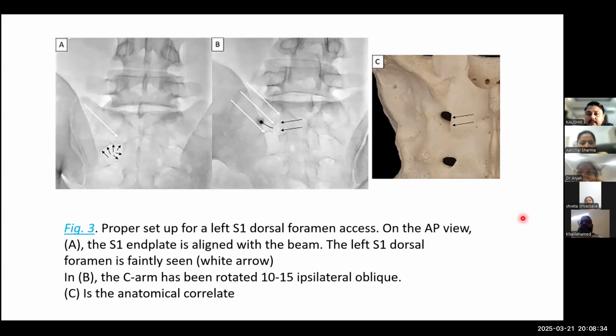And this, in fact, can be traced by the arcuate line of April, which extends from the medial margin of the S1 pedicle in continuity with the lateral margin of the S1 canal. And in C, we can see its anatomic correlate and the flange, which is present medially, which has been highlighted with the black arrows.